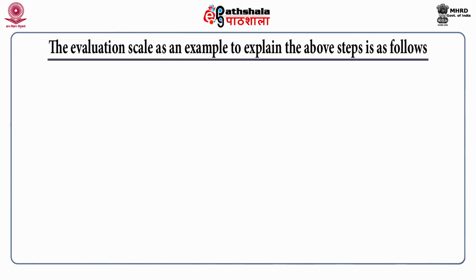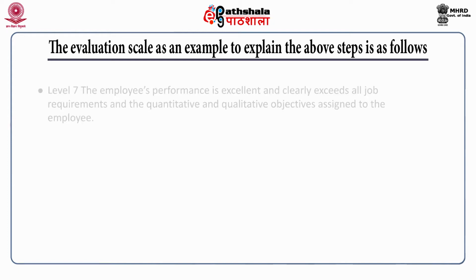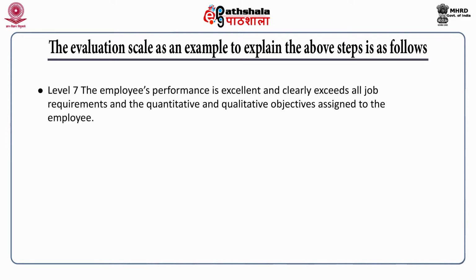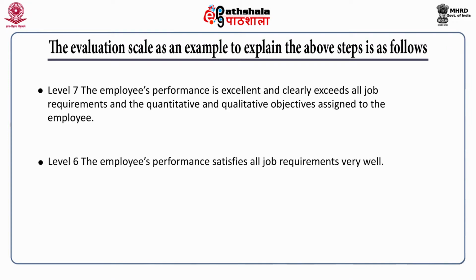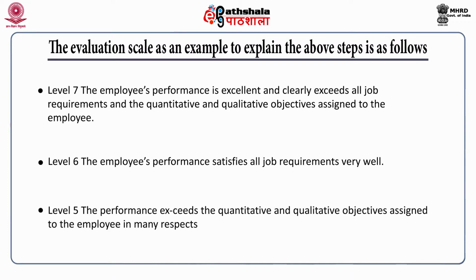The evaluation scale as an example to explain the above steps can be given as below. Level 7, the employee's performance is excellent and clearly exceeds all the job requirements and the quantitative and qualitative objectives assigned to the employee. Level 6, the employee's performance satisfies all job requirements very well. Level 5, the performance exceeds the quantitative and qualitative objectives assigned to the employees in many respects.